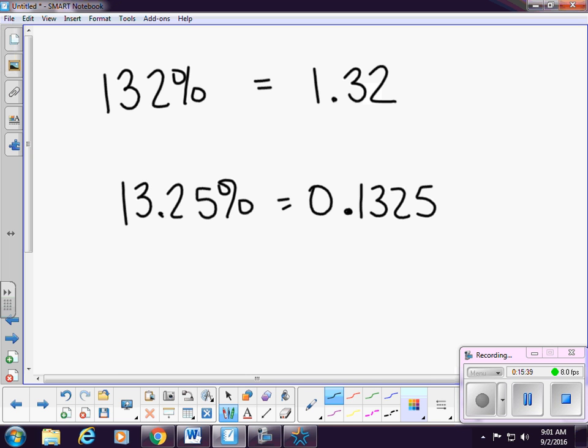Okay. Anybody have a question? Probably the hardest thing that you've learned so far is changing from a decimal to a fraction because you have to reduce. There's more steps. Okay? All right.